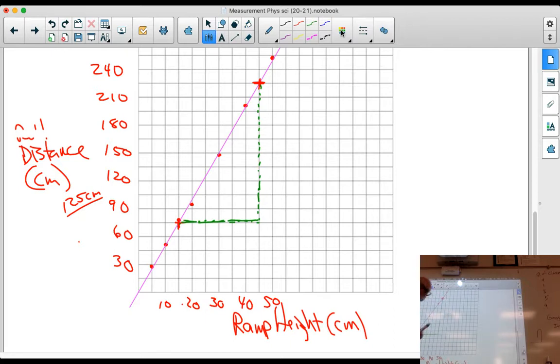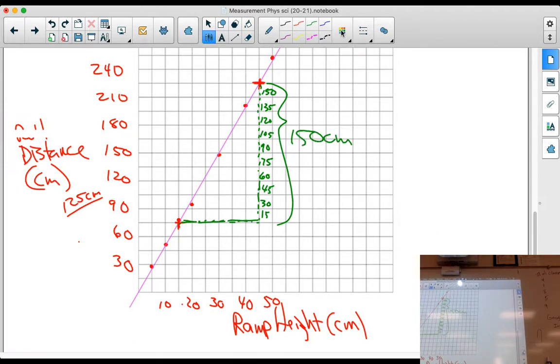Now, because I went by 15s, I got to count by 15s. So my rise is 15, 30, 45, 60, 75, 90, 105, 120, almost lost it, 135, 150. That is my rise, 150 centimeters.